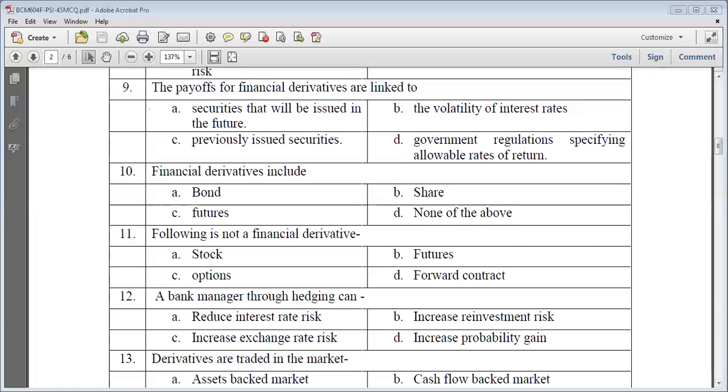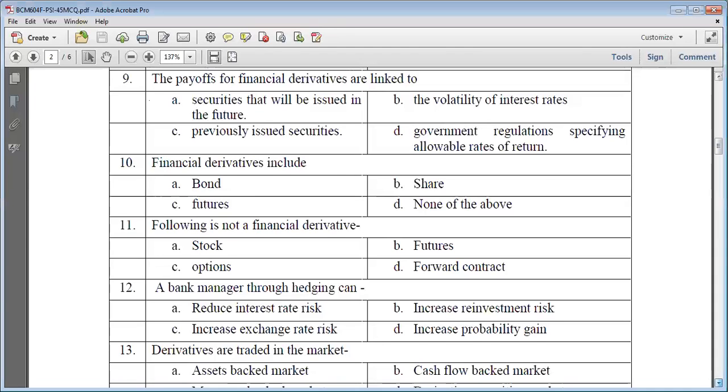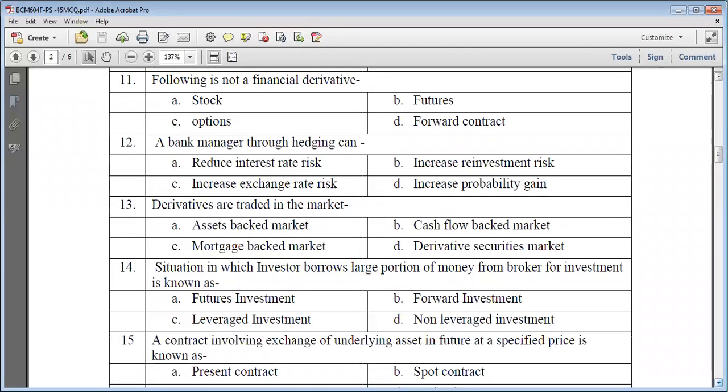Now we are going to the 12th. Problem number 12 says that derivatives are traded in the market. Which means, in which market are derivatives traded? Given: asset-backed market, cash flow-backed market, derivatives security market, mortgage-backed market.